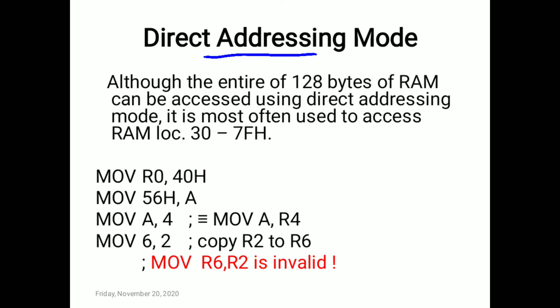Similarly, here we are saying that we want to move the data of the accumulator to the 56H location, right? So in this way, when the location where we want to store the data, or from where we want to read the data, is given in the instruction itself, then it is called direct addressing mode.